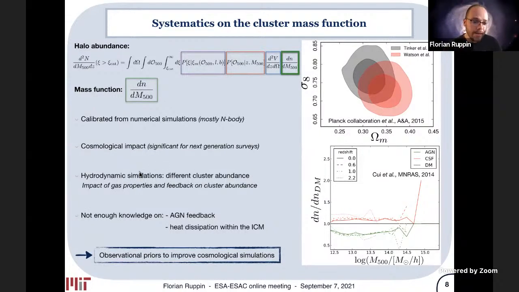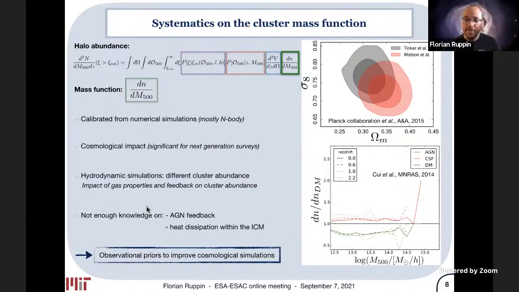Furthermore, I would add that the hydrodynamic simulations that also include the gas properties and feedback from active galactic nuclei, for example, predict different cluster abundance for the same cosmology. Here you can see on this plot from Cui et al. 2014 that the expected halo number density for hydrodynamic simulations that include AGN feedback, so the green curve here, is about 20% lower than the one expected from dark matter only simulations for the same cosmological parameters.